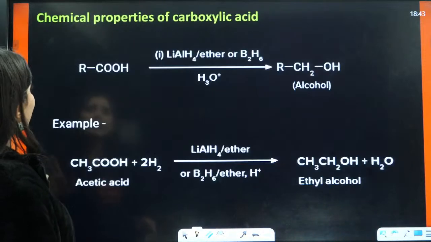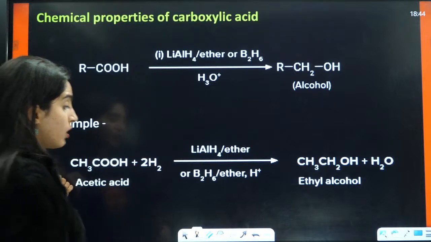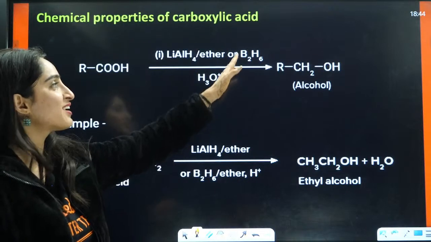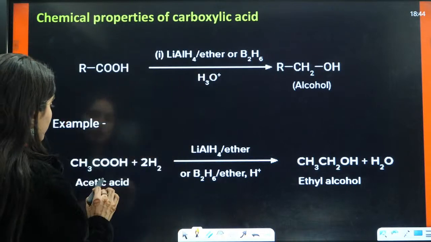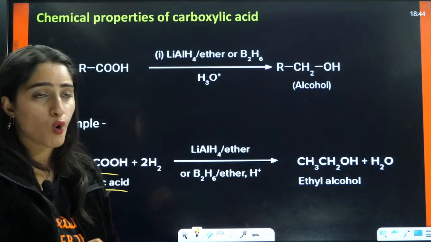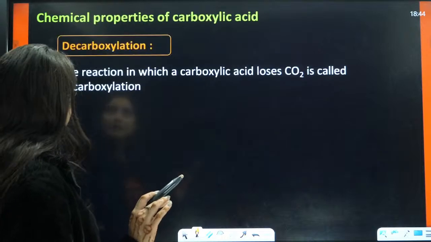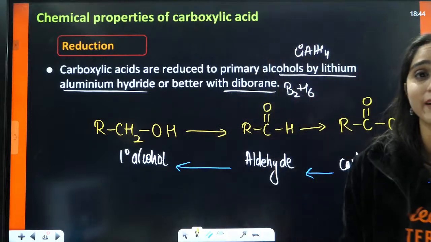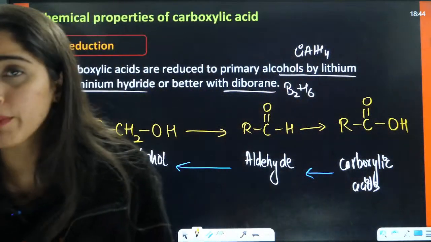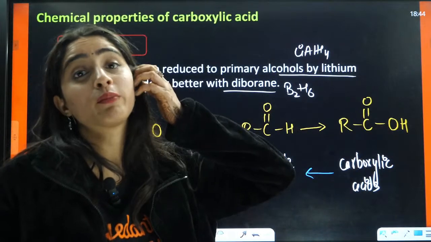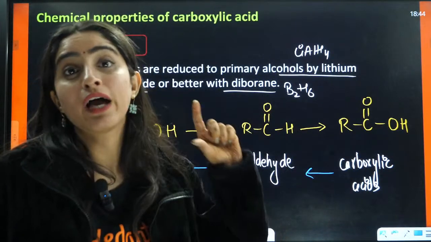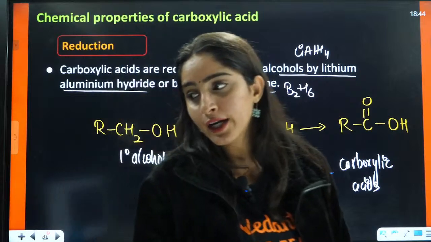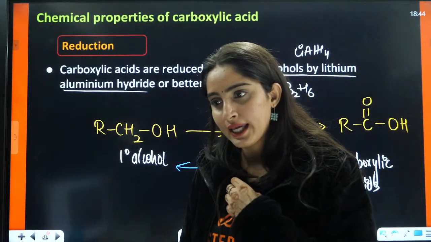Next, here you have LiAlH4 with ether, or B2H6. It is converted to primary alcohol with the same number of carbon atoms, right? One thing to note here: we have not used sodium borohydride, because sodium borohydride is not able to reduce carboxylic acid. That is why we have specified that we will use lithium aluminium hydride or diborane, right?